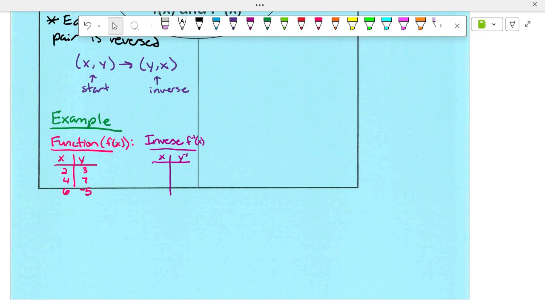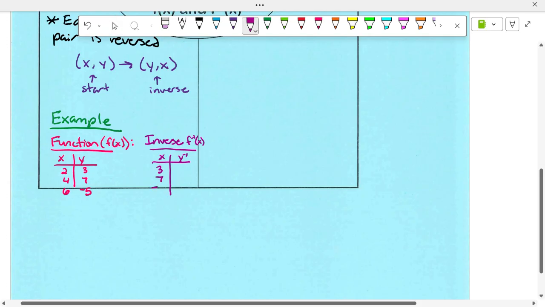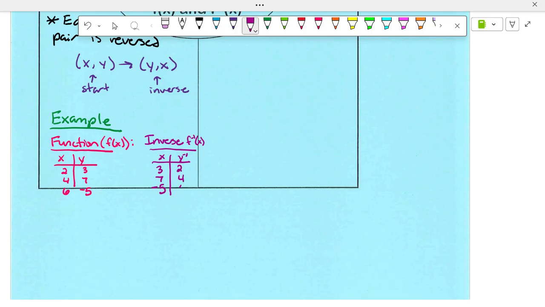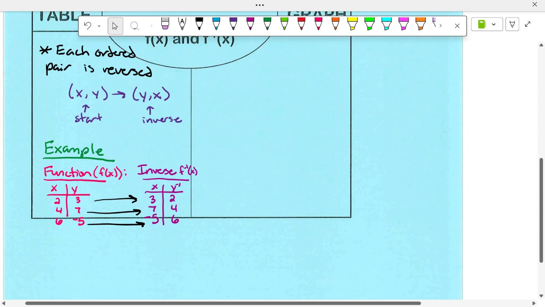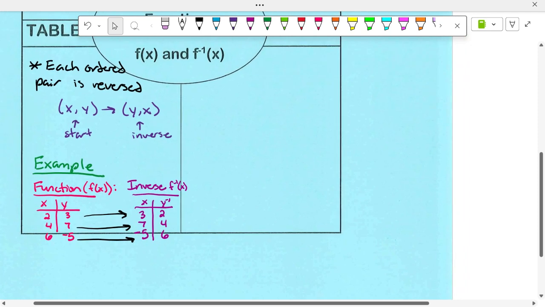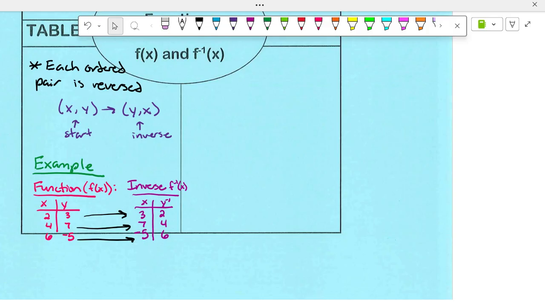So what's my x values for the inverse? 3, 7, negative 5. So my y's become my x's. That means my new y's are 2, 4, 6. So literally they just flip-flop. My y's from the original become my x's for the new, and my x's from the original become the y's. So that's with the table. And again, this is stuff that we already know. This is just the review stuff that you need in your journal for notes.